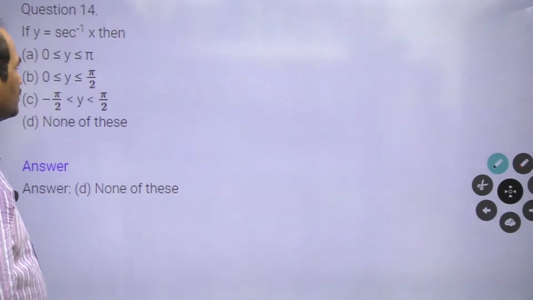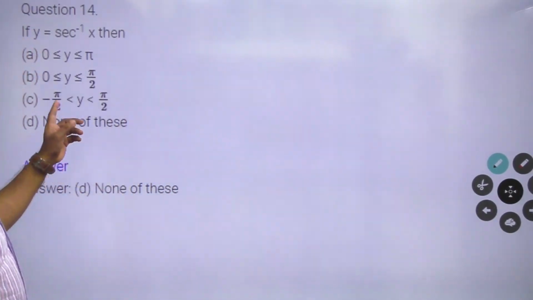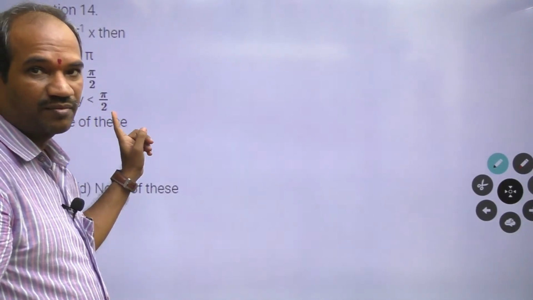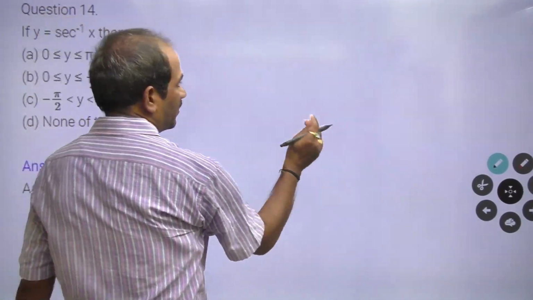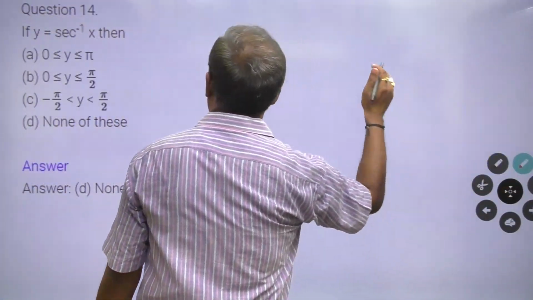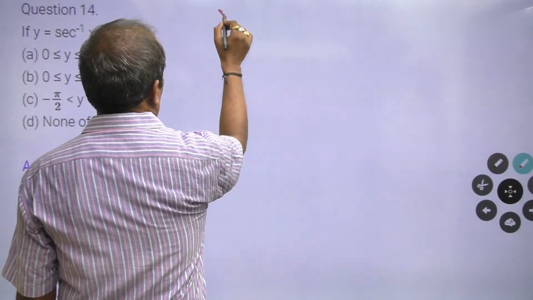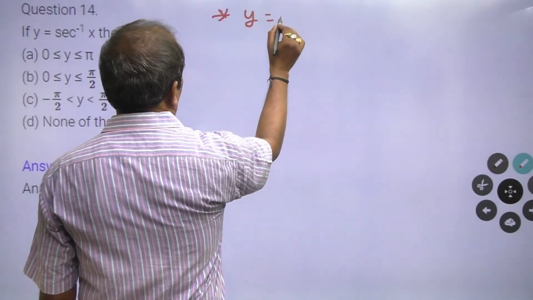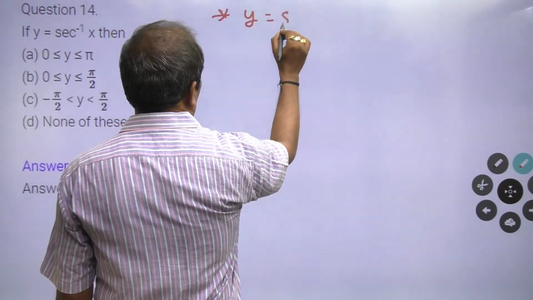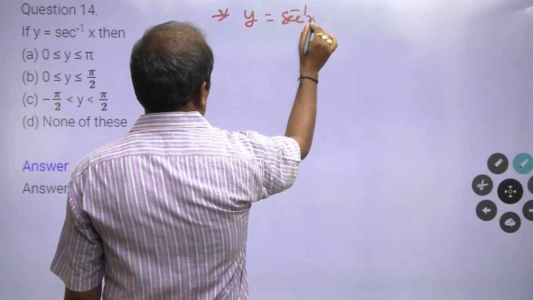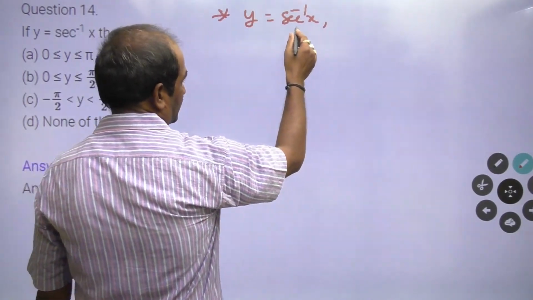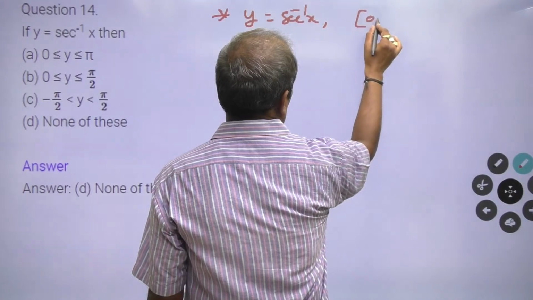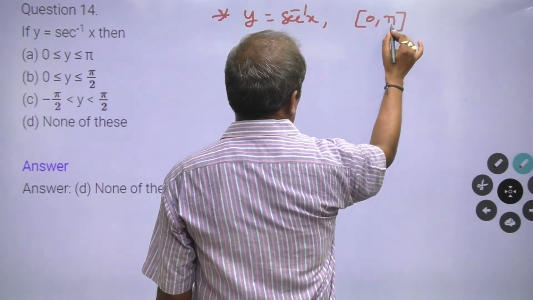Okay, y is equal to secant inverse of x. Then y lies in that interval. So this is the formula. See here, y is equal to secant inverse of x. Secant inverse x lies in the closed interval 0 comma pi.